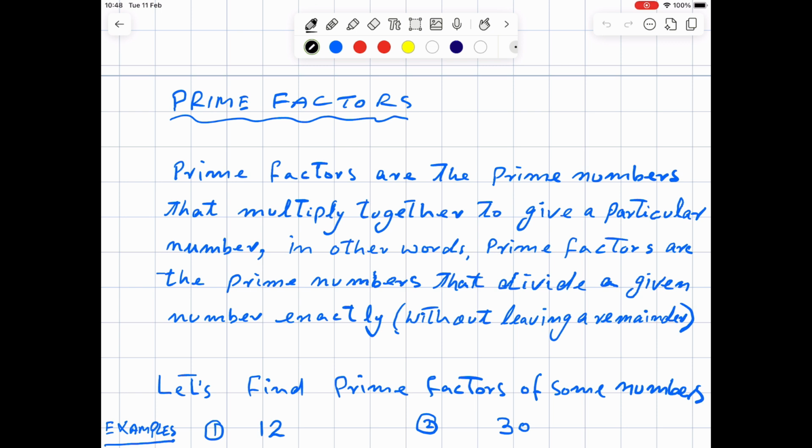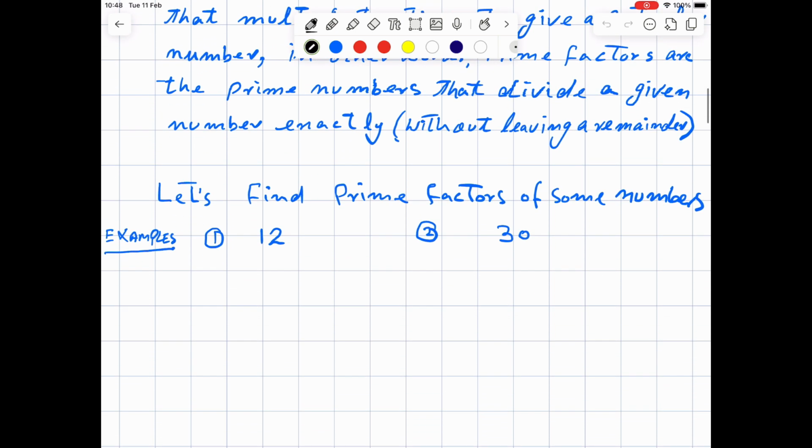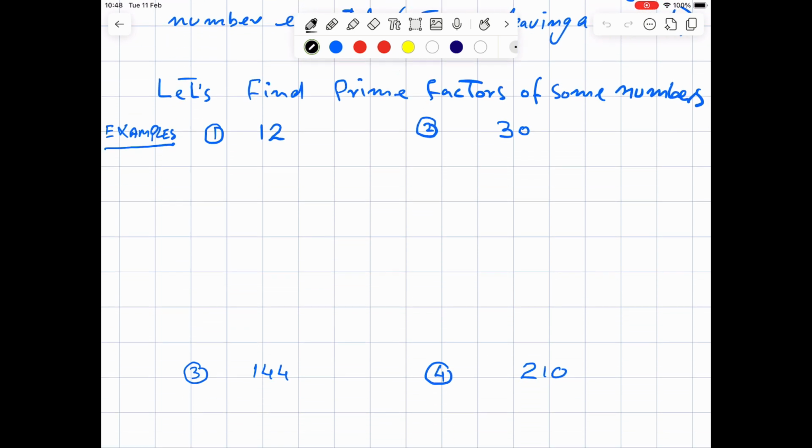Prime factors are the prime numbers that multiply together to give a particular number. In other words, prime factors are the prime numbers that divide a given number exactly without leaving a remainder. Let's find prime factors of some numbers. For example, first 12. 12 is an even number, so we'll divide by 2.